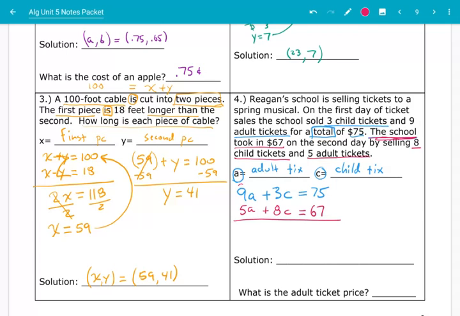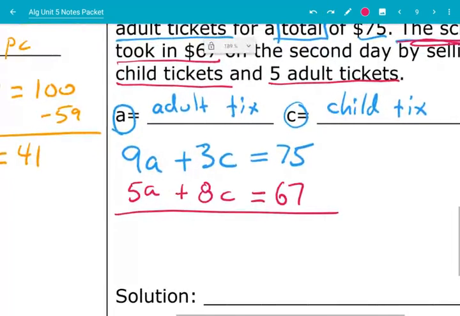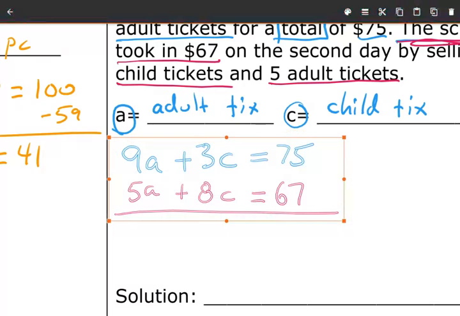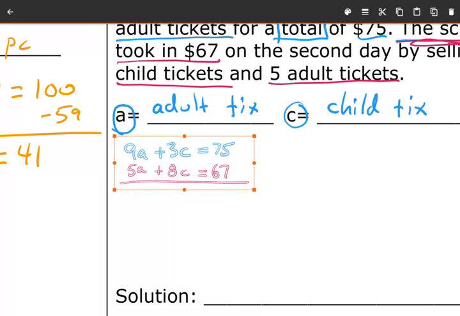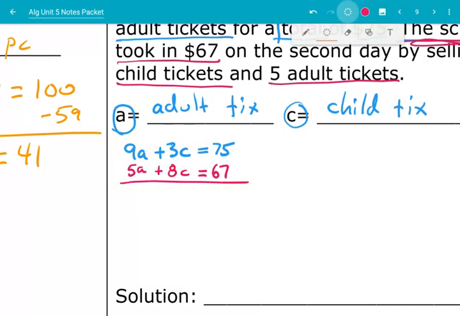Well, I don't have the same coefficients here. And they're all the same signs. They're all pluses. So we're going to have to multiply this. I am going to zoom in and shrink this down like that, so I have a little more room.